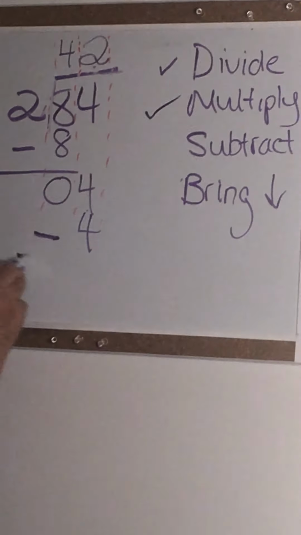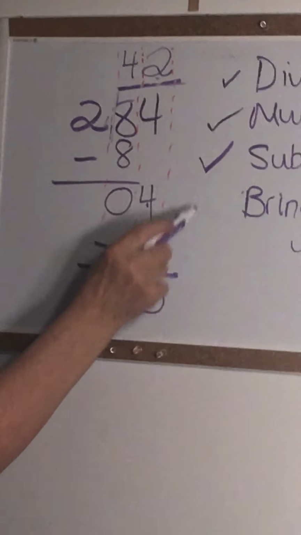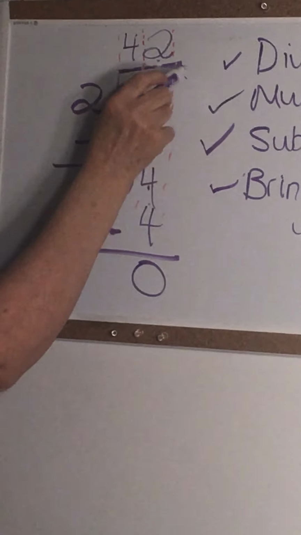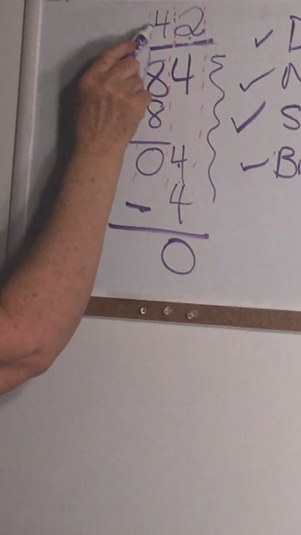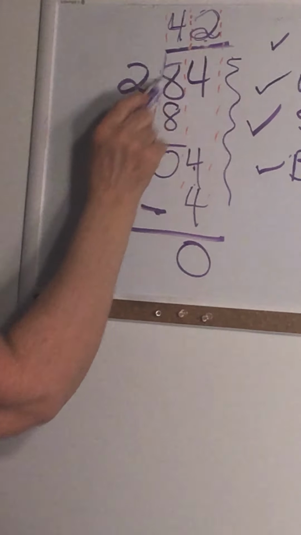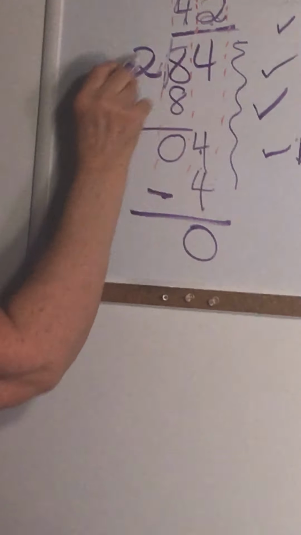Subtract. 4 minus 4 equals 0. Okay. Is there anything left to bring down? Nope. There's nothing in this column to bring down. Okay. So, the answer, the problem, 84 divided by 2 equals 42.